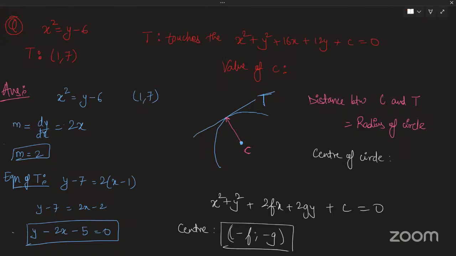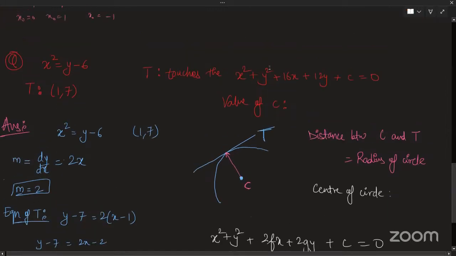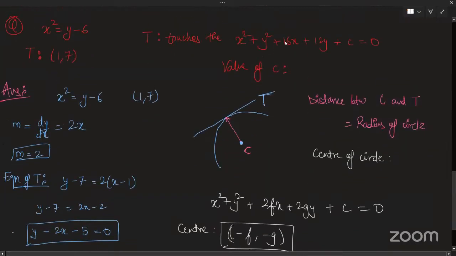See, the coefficient of x is 2f. So what is the value of 2f in this equation? What is the coefficient of x in the original equation that has been given to you? 16, sir. 16, right? And what is the coefficient of x over here? 2f. So the value of 2f is 16. So can you tell me what is the value of f? 8, right.